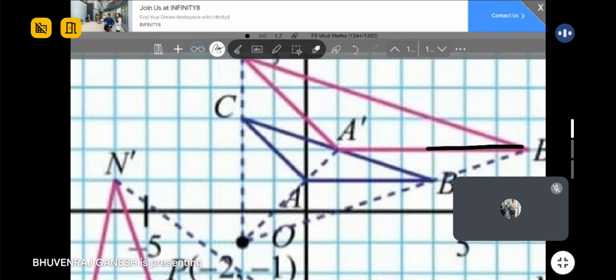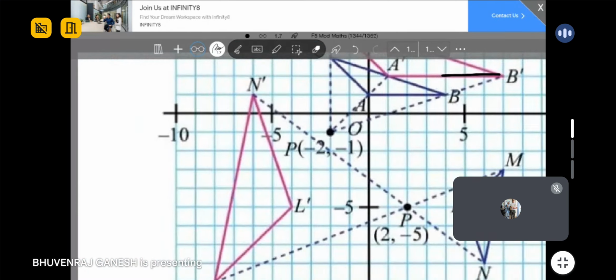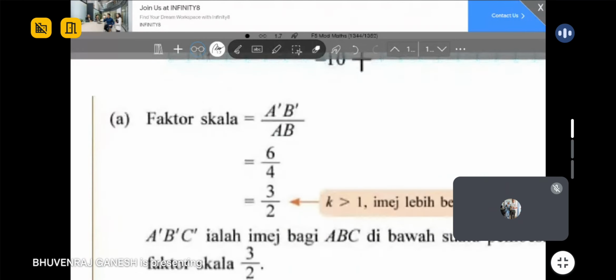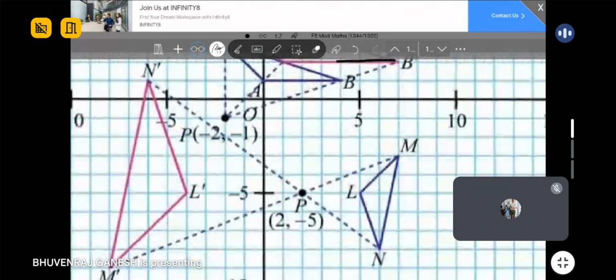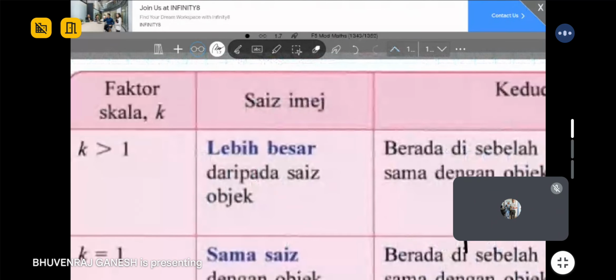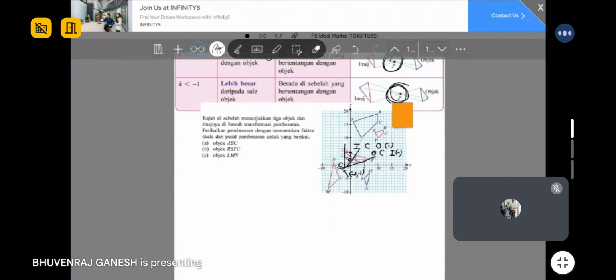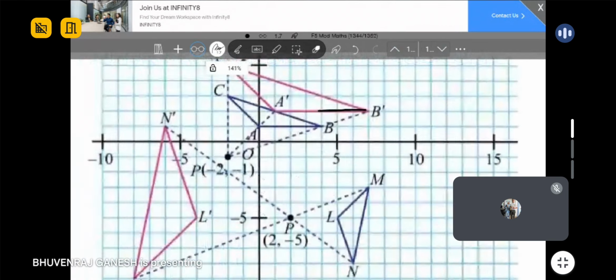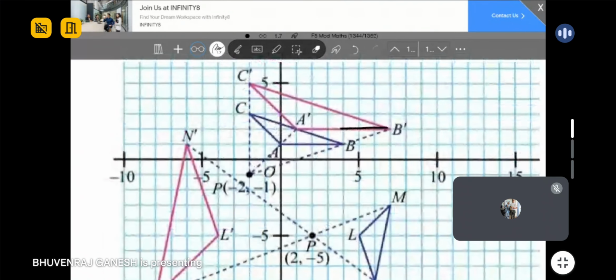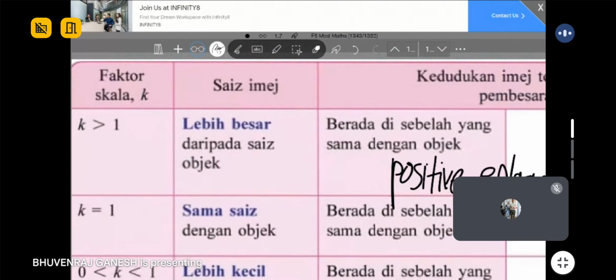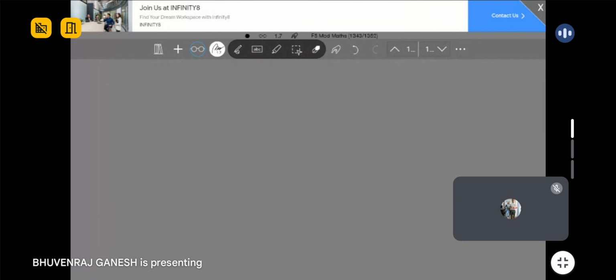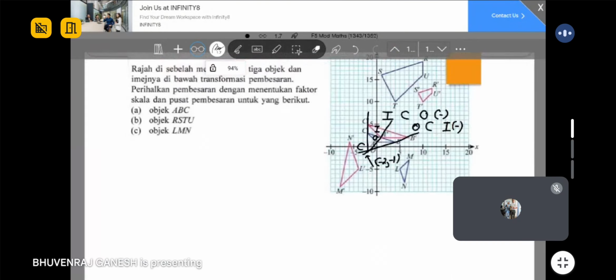Okay, so yeah, this is the only thing that you need to know. All right, so next one. Okay, let me see what is the next one. Okay, RSTU. Okay, so if you check and see RSTU, mana RSTU? Wait, guys, where is the object?